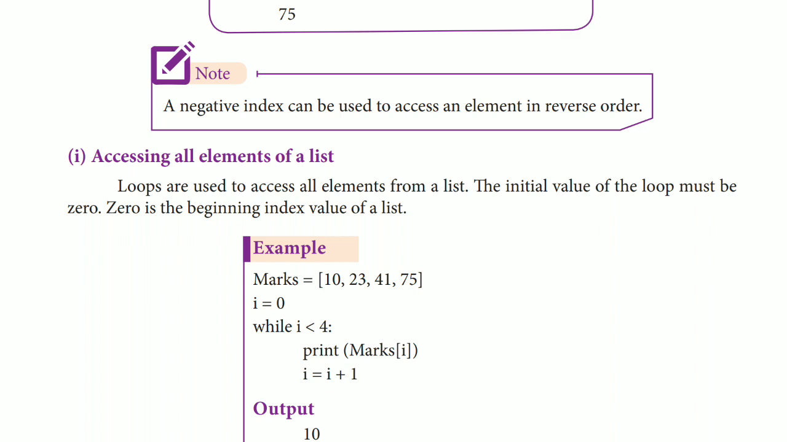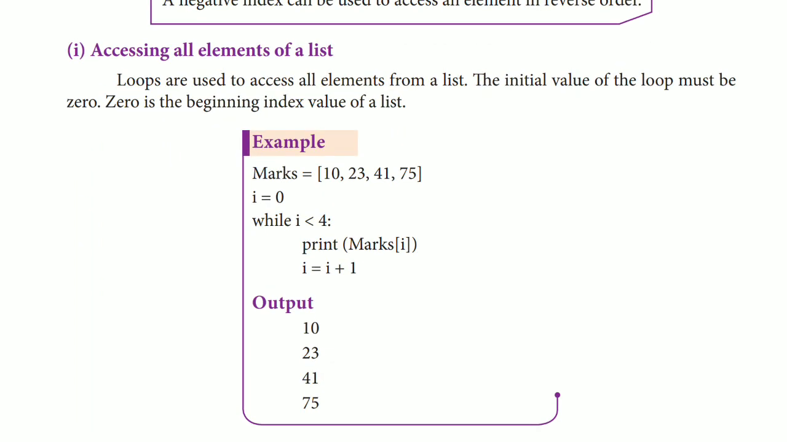In the example you can see that there are four elements in the list. The initial value i is equal to 0, and they have used a while loop: while i is less than 4. So starting from 0 to 3, since in Python the last value is eliminated in a loop, 0 to 3 will be executed. So 0 to 3 is 4 elements.